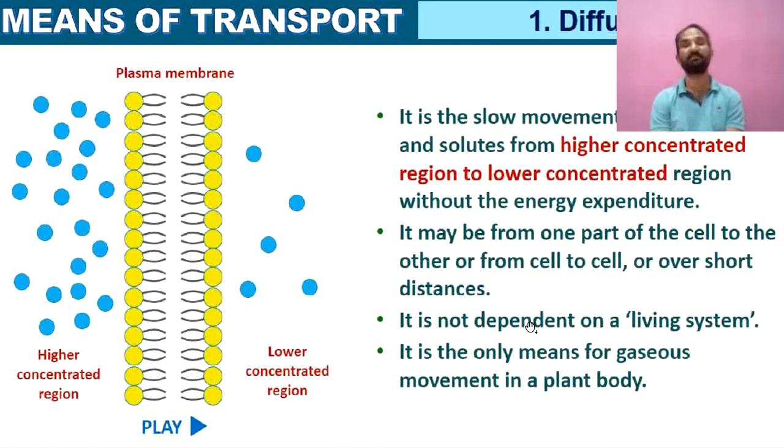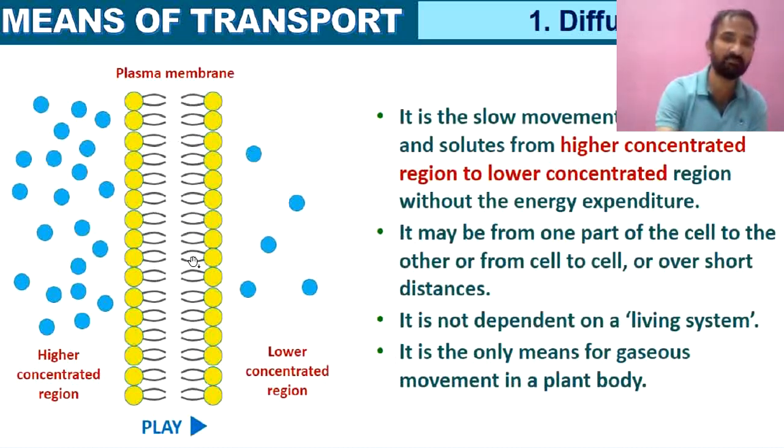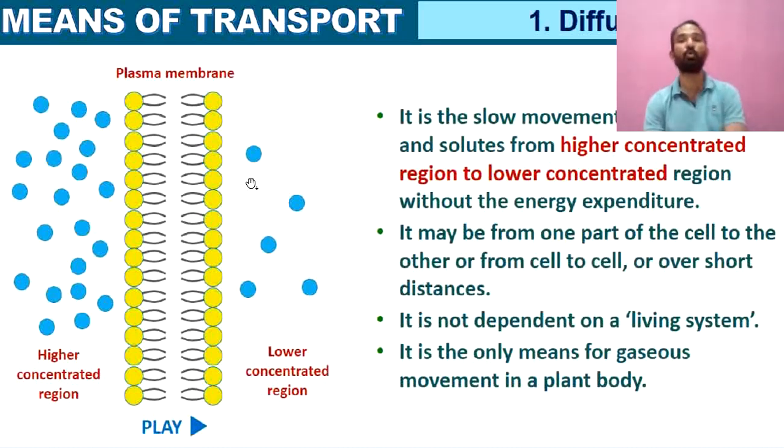Okay. So first we discussed diffusion in detail. Diffusion is the slow movement of gaseous, liquids and solutes from the high concentrated region to the lower concentrated region. Just observe the figure here. It is in a plasma membrane, and this region has a higher number of molecules, that means the high concentrated region. These molecules move across the membrane towards the lower concentrated region. So this is called diffusion.